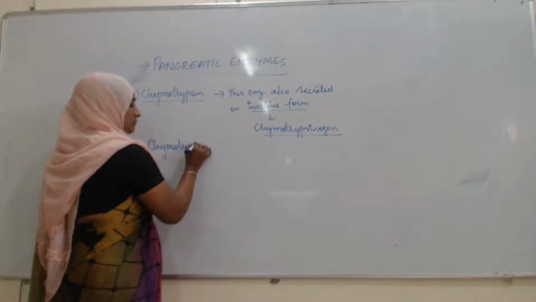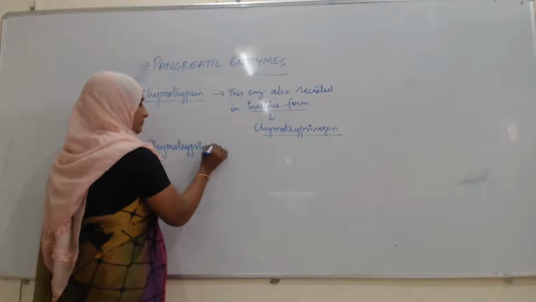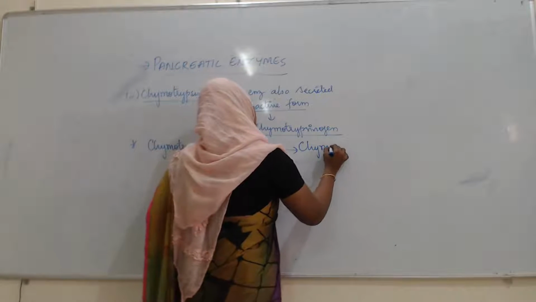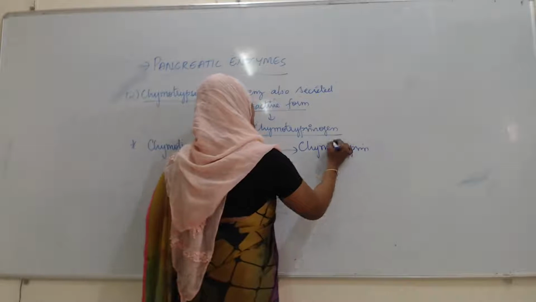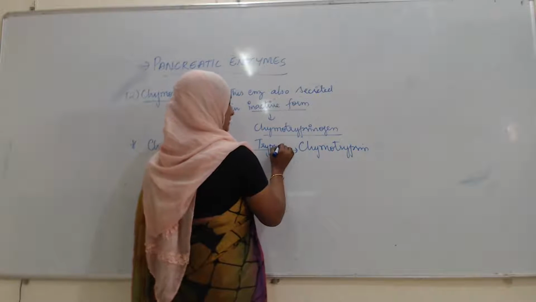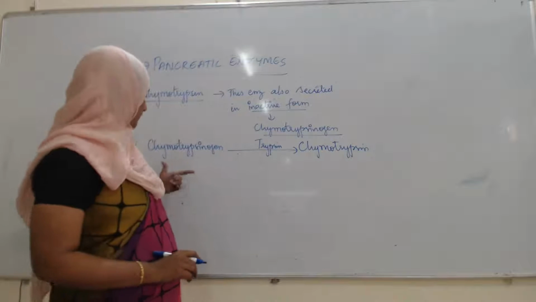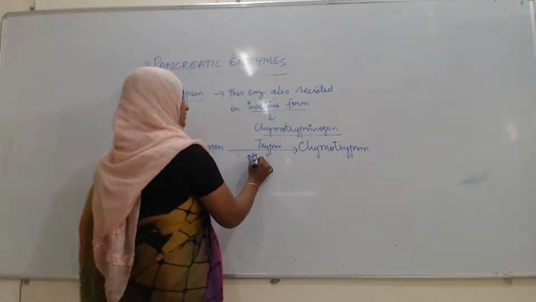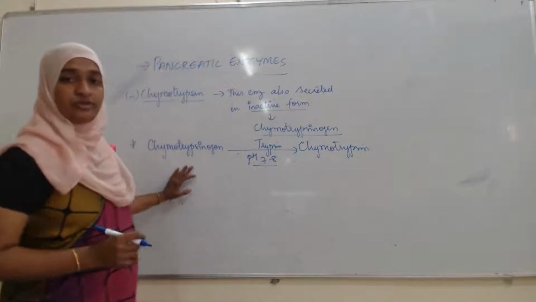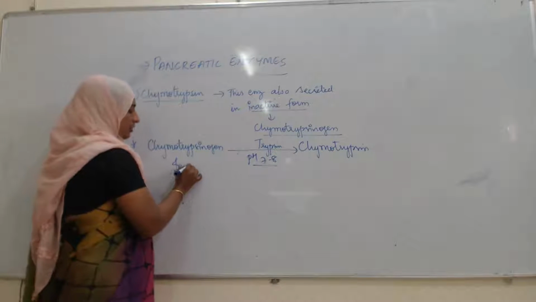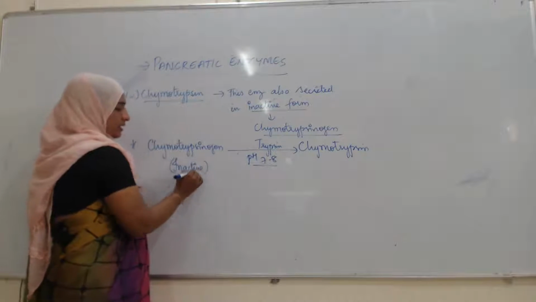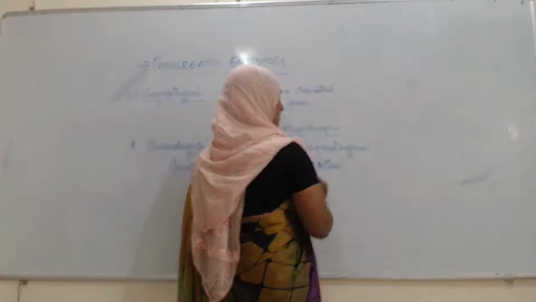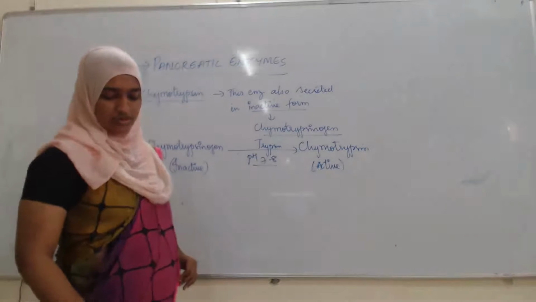Chymotrypsinogen is converted into chymotrypsin in the presence of the enzyme trypsin. Which enzyme is responsible for conversion of the inactive into the active form? That is trypsin, at pH 7 to 8. Chymotrypsinogen is the inactive form, and it gets converted into the active form. So this is about chymotrypsinogen.